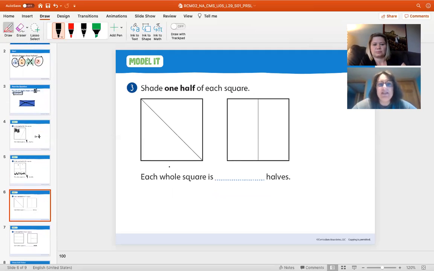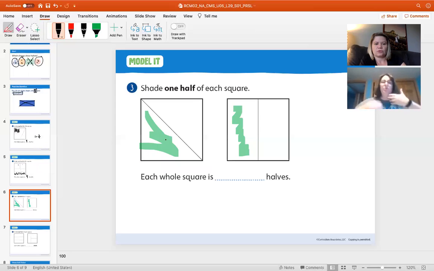All right, so the next one, it says shade 1/2 of each square. So we're going to just shade a half. We know a half is 2 pieces, okay? So it says each whole square is 2 halves, because if we count 1, 2, we get 2 halves. Half's pretty easy as long as you remember that it's cut right in half.